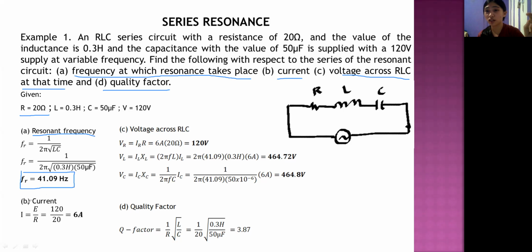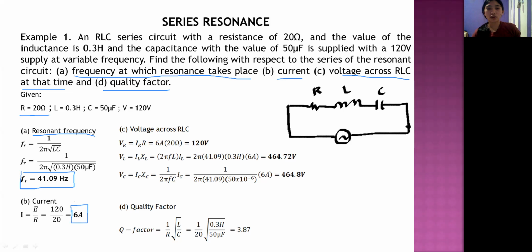The second one is the current. As I listed in the formulas earlier, the current is equal to the voltage over the resistance. The voltage is 120 volts over the resistance of 20 ohms, so the current is equal to 6 amperes.